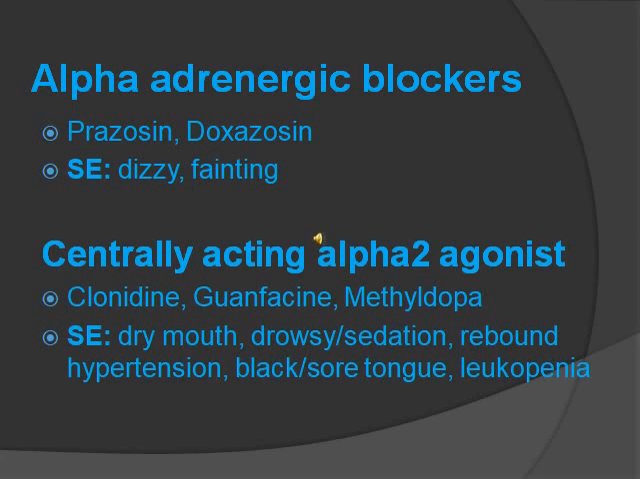Also take these medications at bedtime because of hypotension, and you want to tell your doctor if you're taking any over-the-counter drugs. Alpha-2 agonists, what they do is that they prevent the brain from sending signals to the nervous system to speed up the heart rate. Examples are clonidine, guanfacine, and methyldopa. Some side effects, because they're affecting the CNS, you're going to have dry mouth, drowsiness, sedation, rebound hypertension, black sore tongue, and leukopenia.